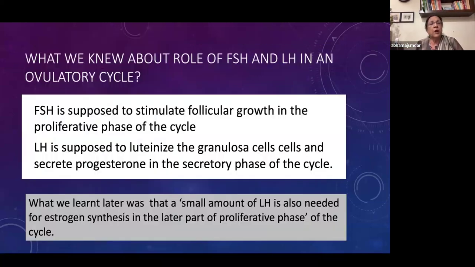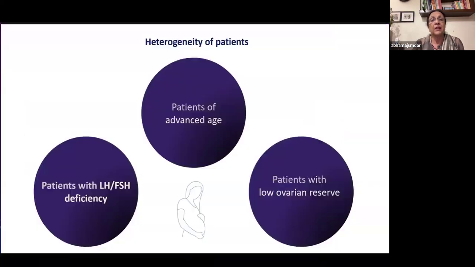Having said that, what did we know? What we knew about the role of FSH and LH in an ovulatory cycle is that FSH is supposed to stimulate follicular growth in the proliferative phase of the cycle. LH is supposed to luteinize the granulosa cells and secrete progesterone in the secretory phase of the cycle. What we learned later on is that a small amount of LH is also needed for estrogen synthesis in the later part of the proliferative phase. So LH helps in progesterone secretion in the luteal phase and estrogen secretion in the proliferative phase. This is a very important learning which we all have come to know.